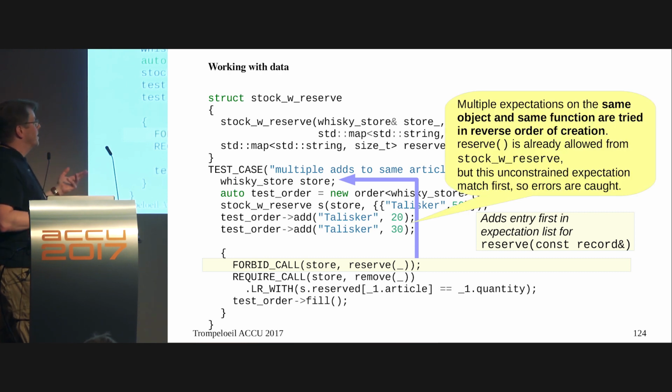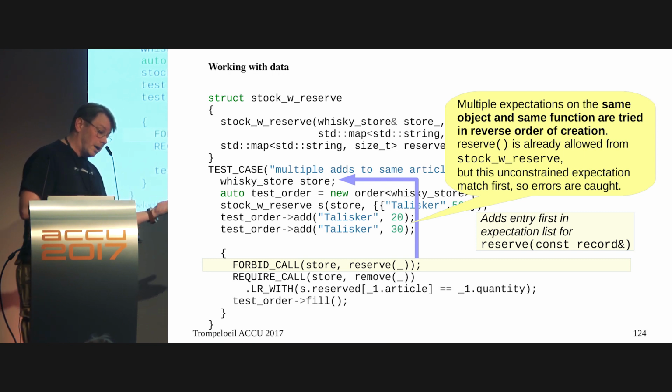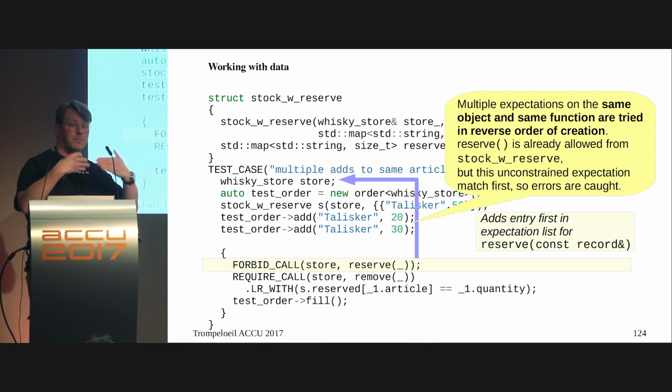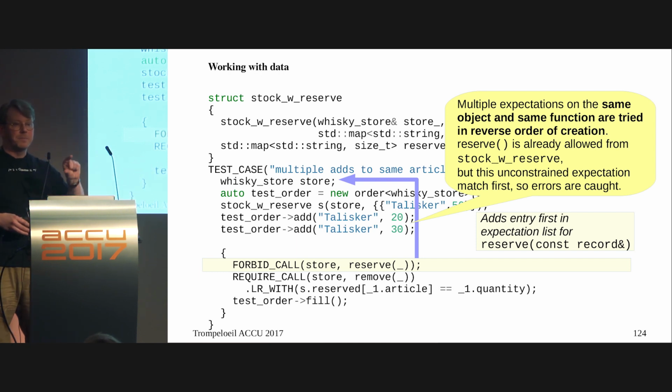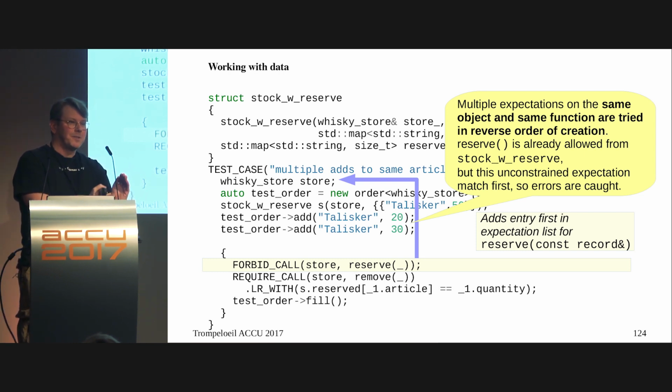And what happens then is that if you have multiple expectations on the same object, the same function, they are tried in the reverse order of creation. And this can be quite handy. You can set up, like in this case, a default behavior early in your test. And then you can override that temporarily in certain steps in the test and say, but here, right here, the default does not apply. Here are the new rules temporarily, right here.